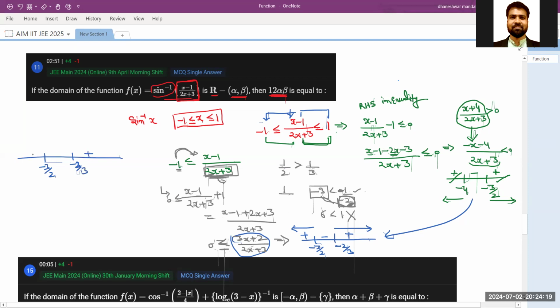And here I have taken the solution. See, this region and this region is the solution of the second one. And what is the solution of the first one? Minus 3 by 2 to infinity. One solution is there, and from minus 4 to minus infinity, the other solution is there. Okay. Now it's clear to everyone.